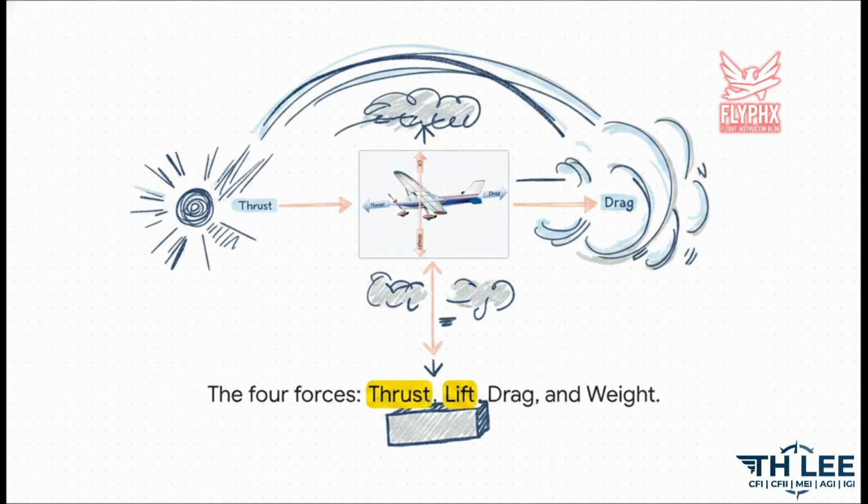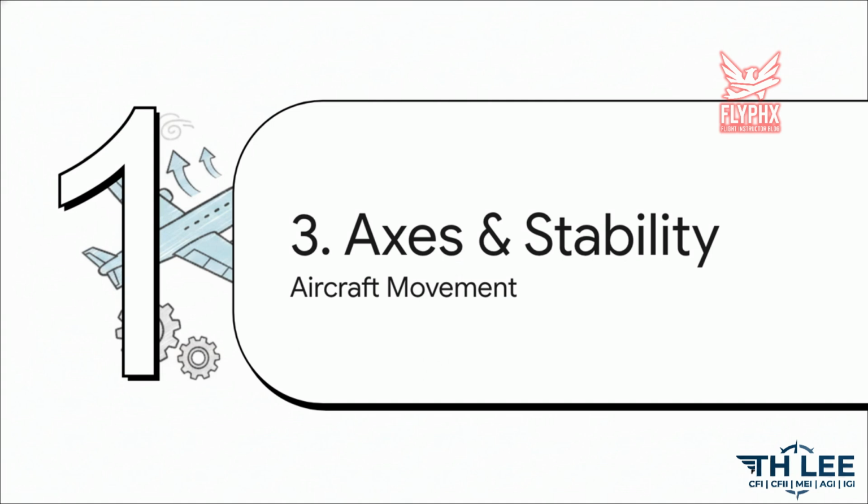And lift must perfectly oppose weight, which is the combined relentless downward pull of the aircraft, the crew, the fuel, and the cargo through the center of gravity. It's a tug of war, really. If any single one of these 4 forces changes, your aircraft is instantly going to accelerate, decelerate, climb, or descend. All right, Section 3, aircraft axes and stability. Because your aircraft operates dynamically in 3-dimensional space, manipulating those 4 forces requires absolute precision.